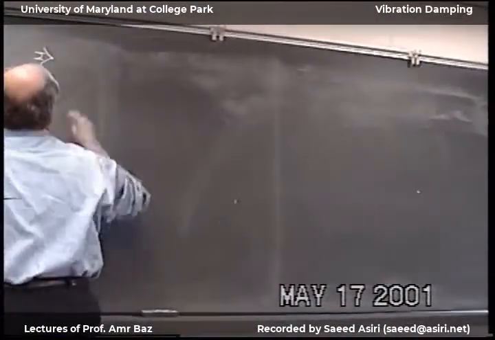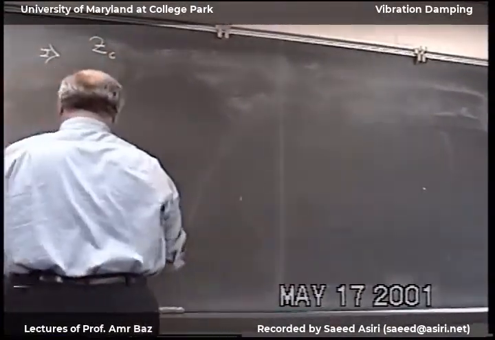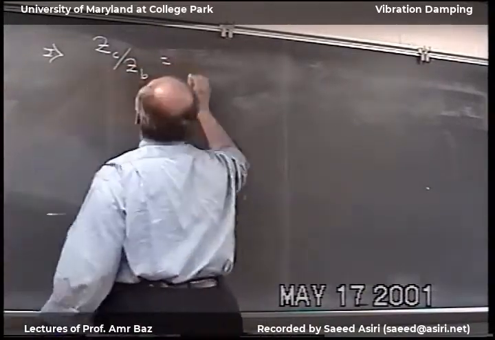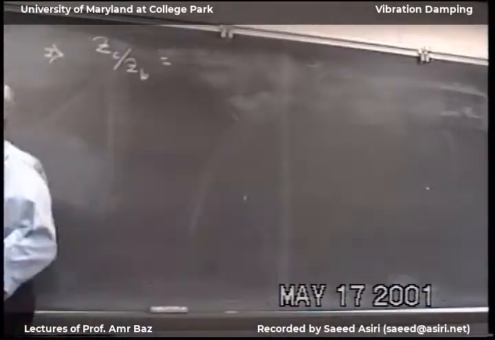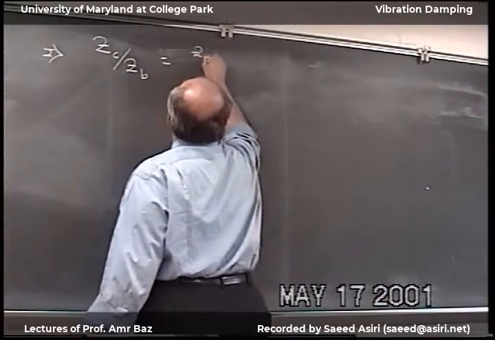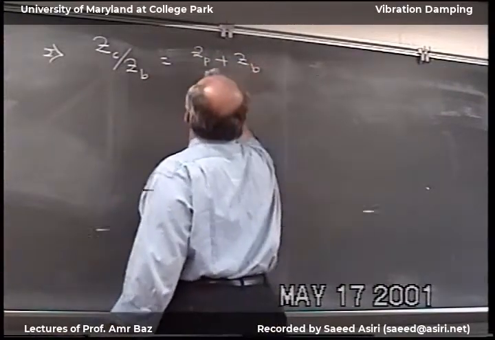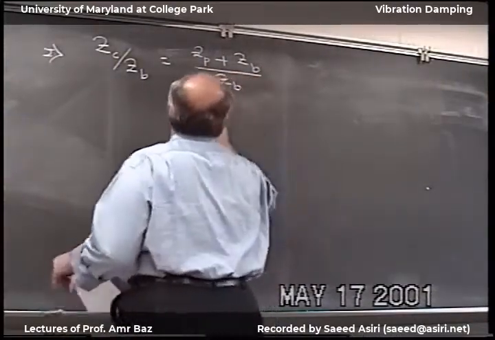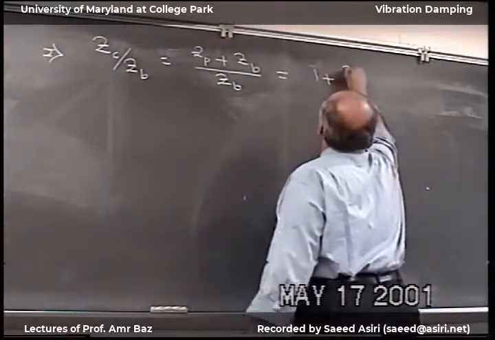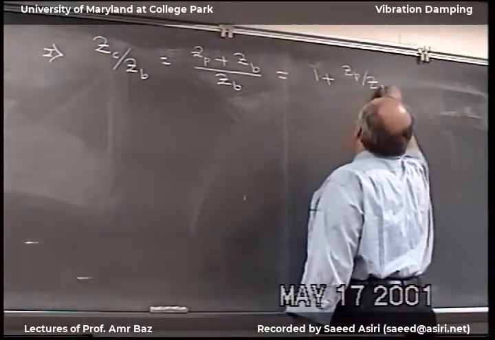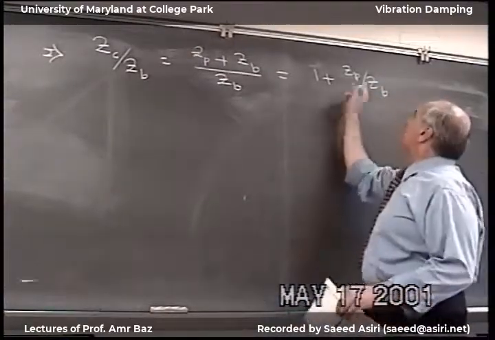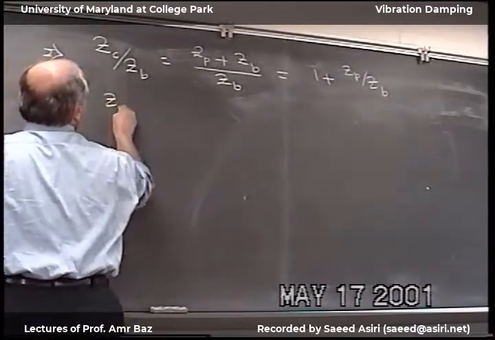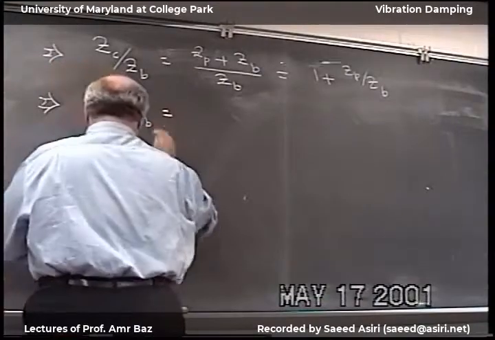I want to get the impedance ratio. Then I want to get the impedance of the composite divided by the impedance of the base rod. Impedance of the composite is from here. So this will equal Z piezo plus Z base rod divided by Z base rod. So this will equal 1 plus Z over Z B. Now I'm going to get this ratio. Then to calculate this ratio, I need Z piezo divided by Z base rod.